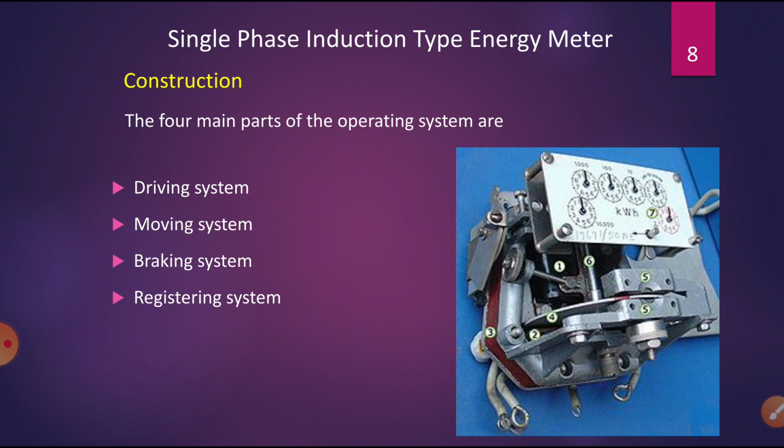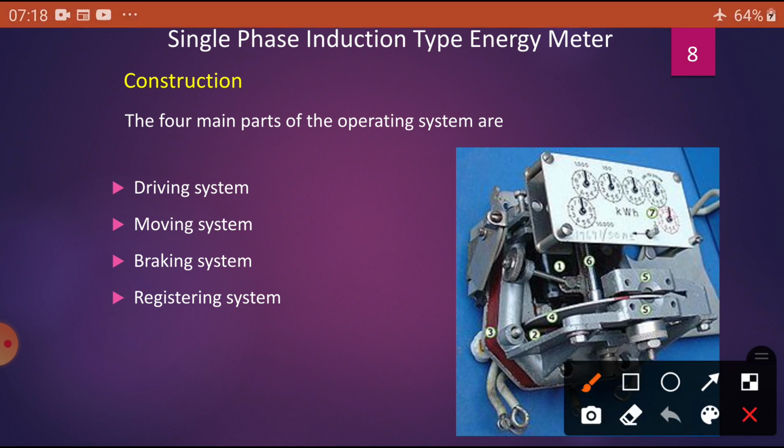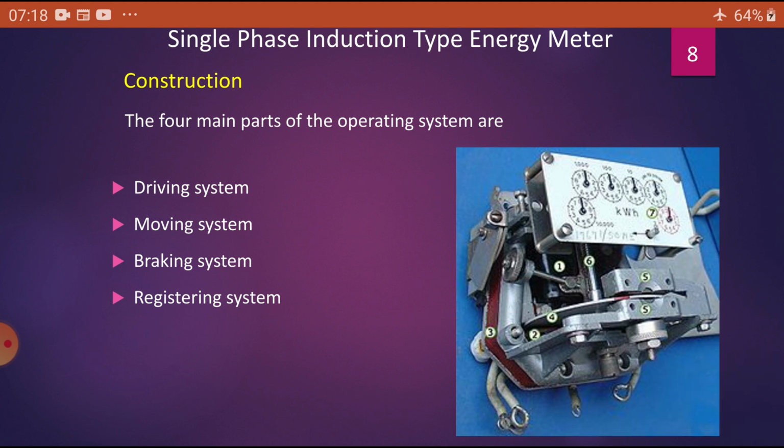Now if we want to see it open, the driving system is here. You can observe, dear students, there is a disc here. This is the registering system. In the driving system, the deflecting torque is produced, so there are coils present inside. We will see that. There is a braking system also here, and a permanent magnet is also provided here. We will see in detail.